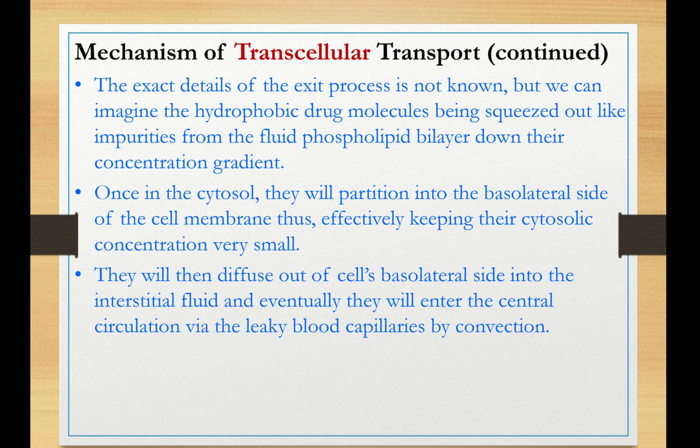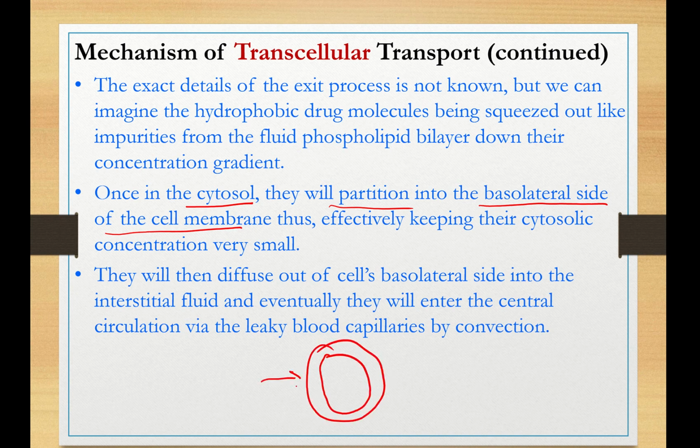Okay, now once in the cytosol, this is important, they will partition into the basolateral side of the cell membrane on the other side, right? So this is the cell, let's say. They get first here, then we have the cytosol, but they have to partition into the basolateral side here and slowly leach into the interstitial tissues and then the blood. So the drug has to cross the plasma membrane twice in order to get into the blood. Okay, all right.